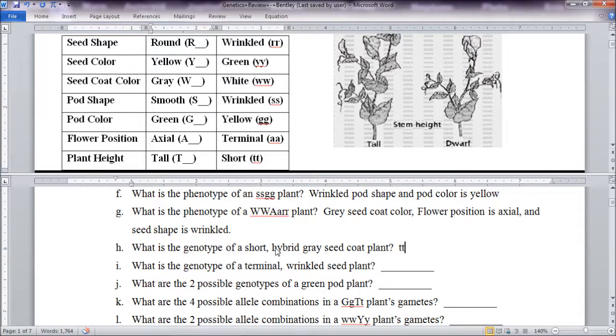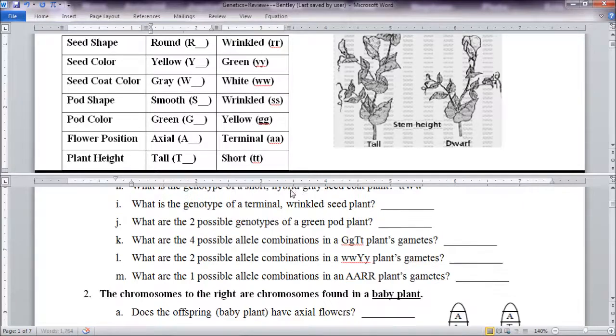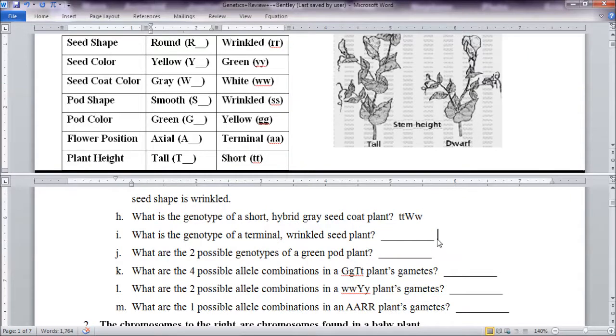It is hybrid gray seed coat. So it would be W something, but we specified a hybrid, so W little w, to make it a hybrid, and that's it. Remember, genotype is the type of genes, not just the phenotype.